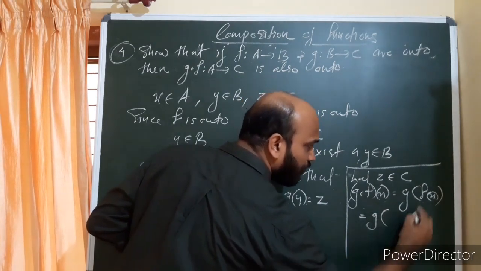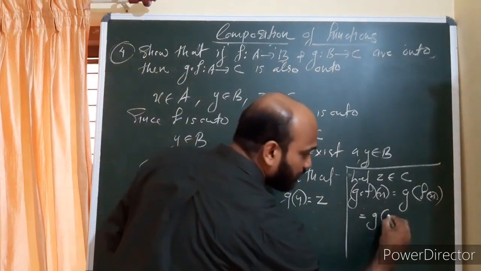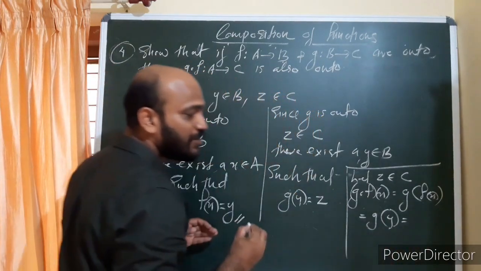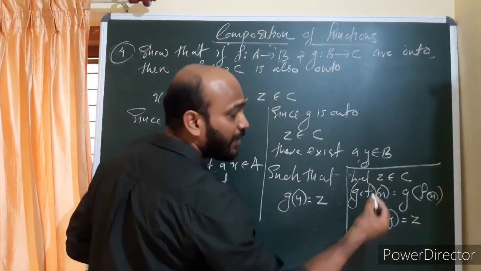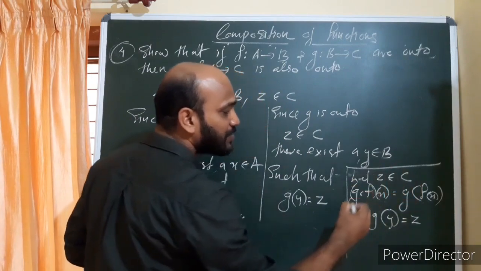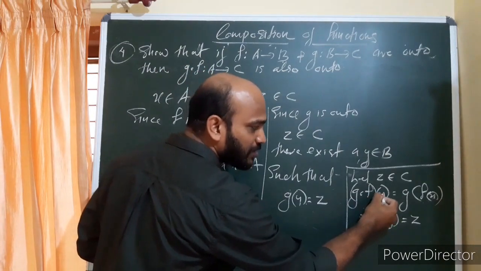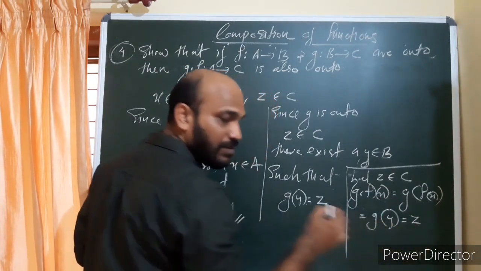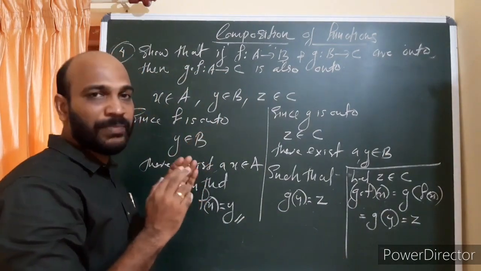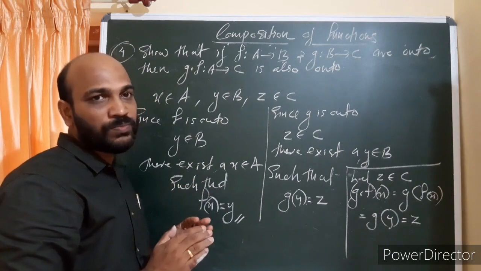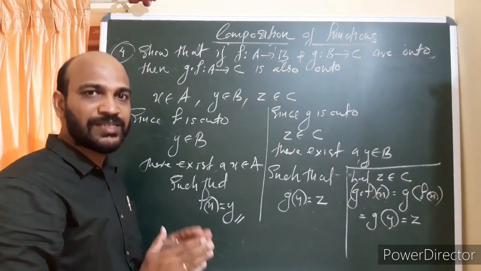That is, g of f of x means f of x equal to y. So we'll get g of y. Now, what is g of y? g of y equal to z. That means for any z belonging to C, there exists an x belonging to A such that g of f of x equal to z. Therefore, g of f is onto. So, if f from A to B and g from B to C are onto, then g of f from A to C is also onto. It's a result, but it is important.